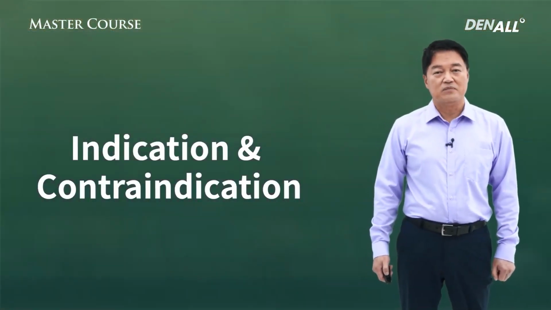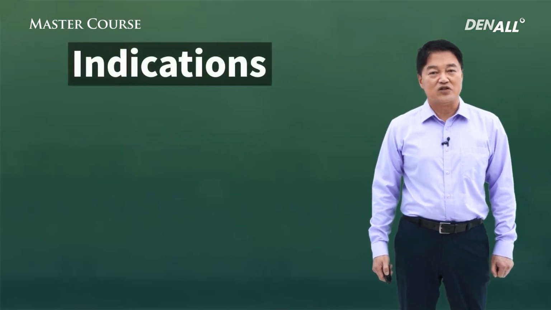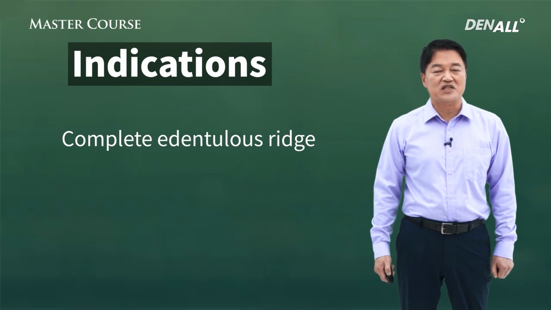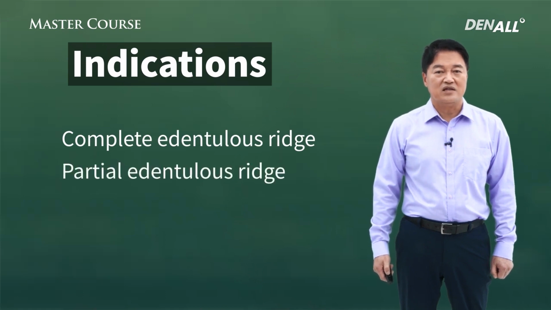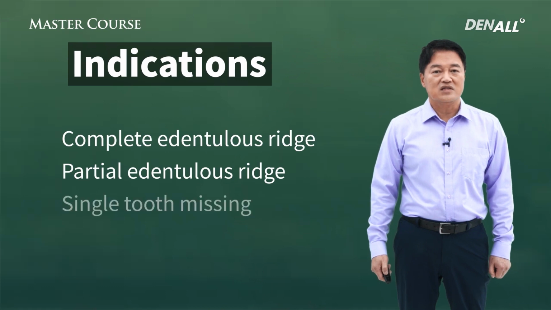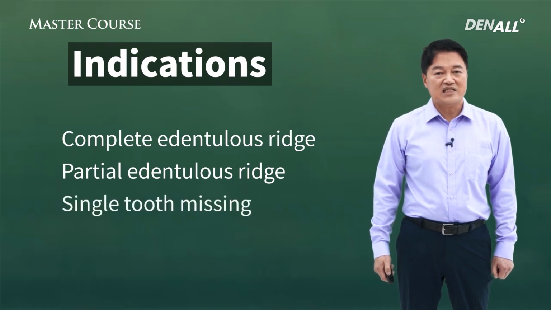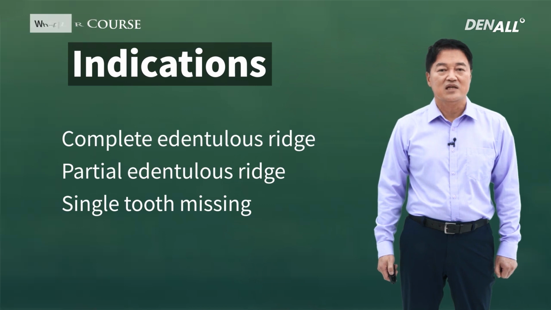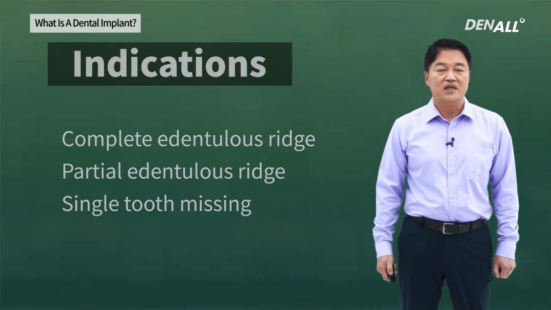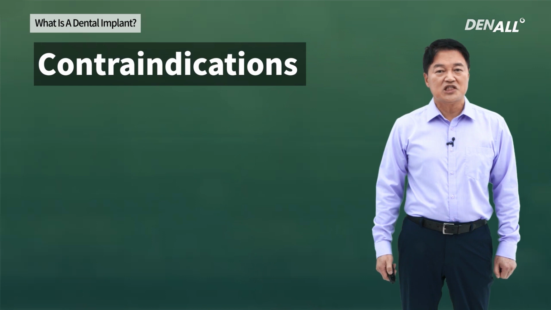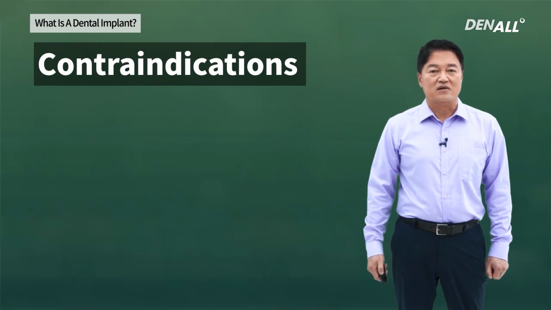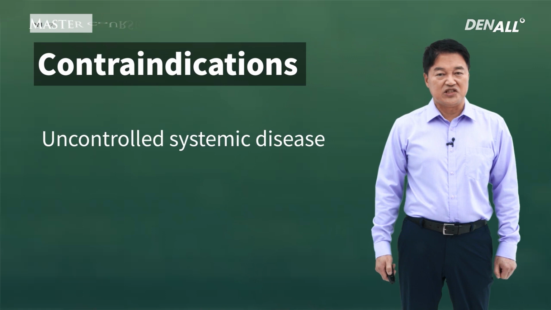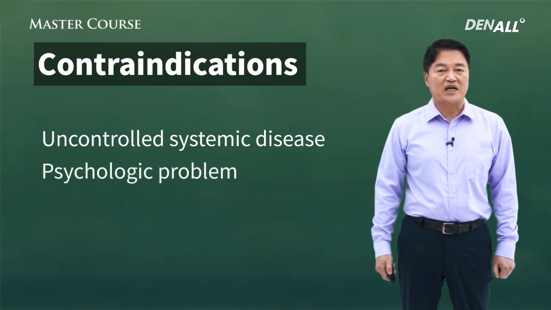Let's look at indication and contraindication. Implant indication includes complete edentulous ridge, partial edentulous ridge, and missing single tooth. All cases where teeth are missing, implant can be applied. Contraindication. It's the same with other dental surgery. If there's a systemic disease that cannot be controlled or if there are psychological issues, implant treatment cannot be provided.